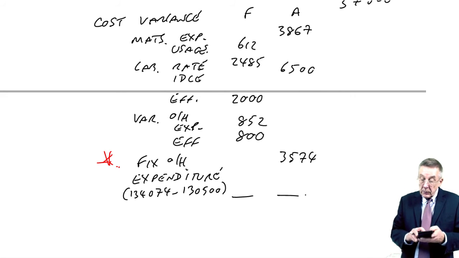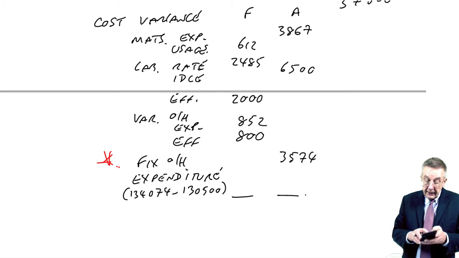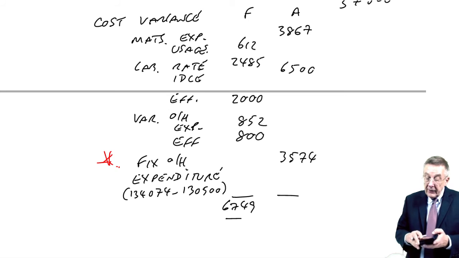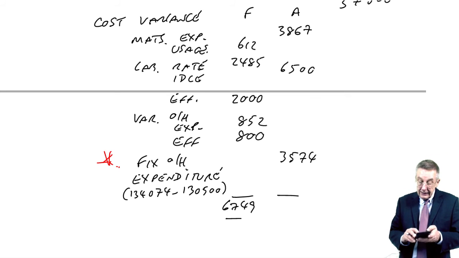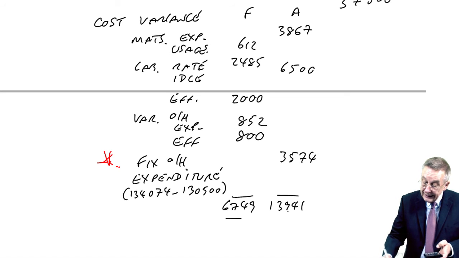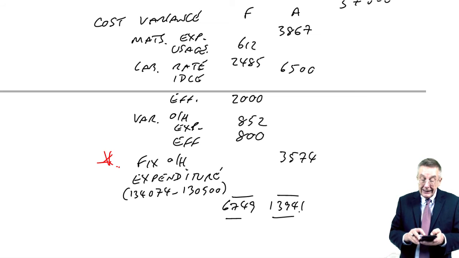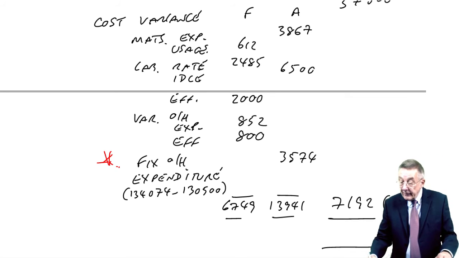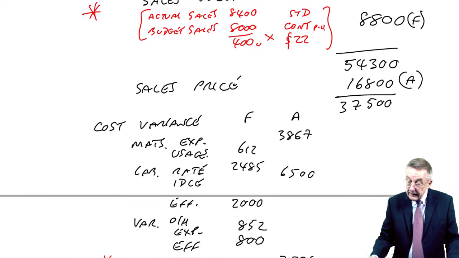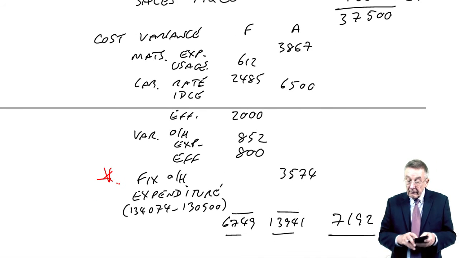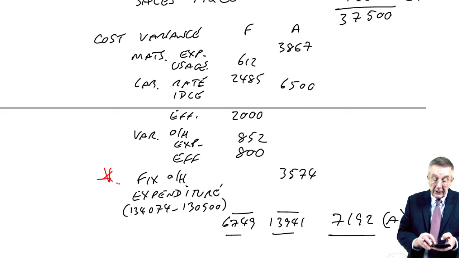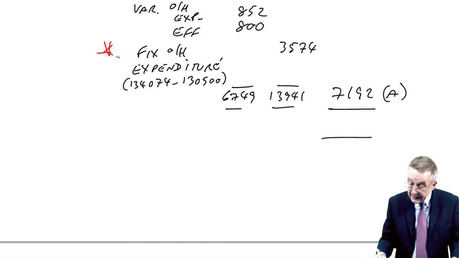The favourable cost variance is 612, 2,485, 6,749. The adverse variance is 13,941. The net figure 7,192, giving an actual profit of 37,500 minus 7,192, 30,308.